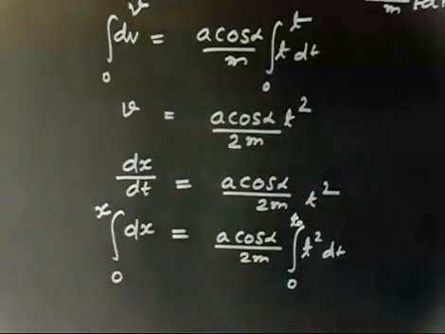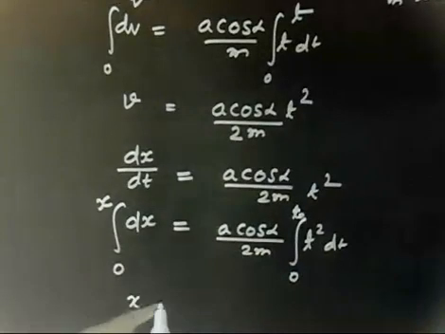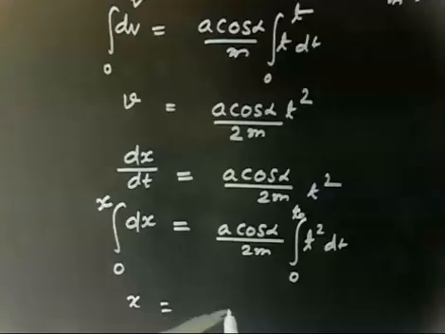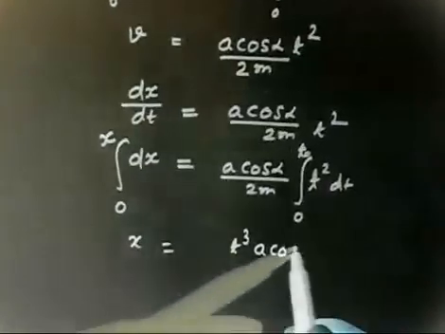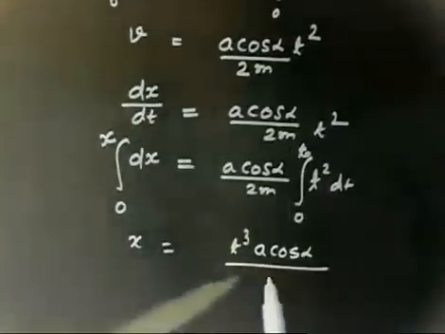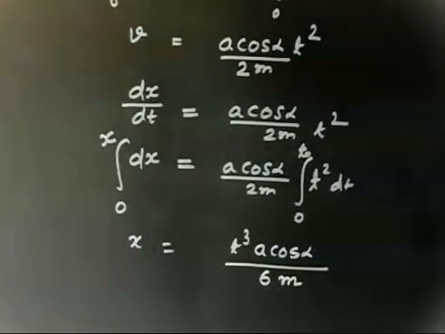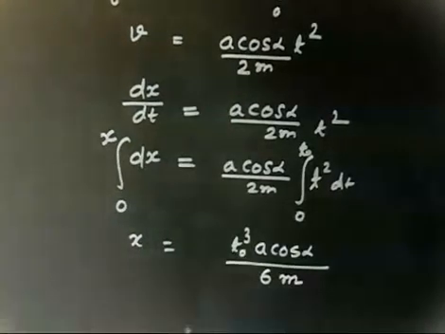What is the distance traveled? So this becomes x is equals to, so t cube by 3. So this is simply 6. So t cube a cos alpha, so a cos alpha by 3 into 2, 6m. Are you getting? And this is t naught.